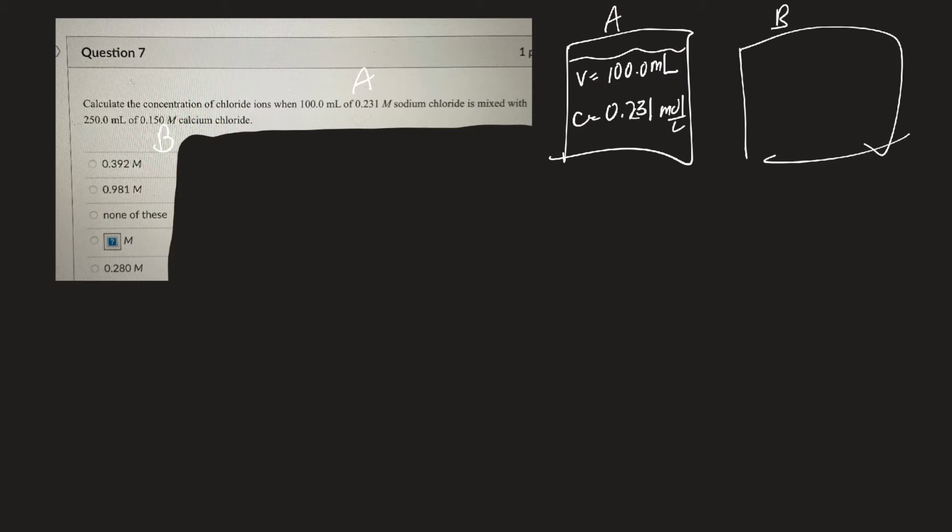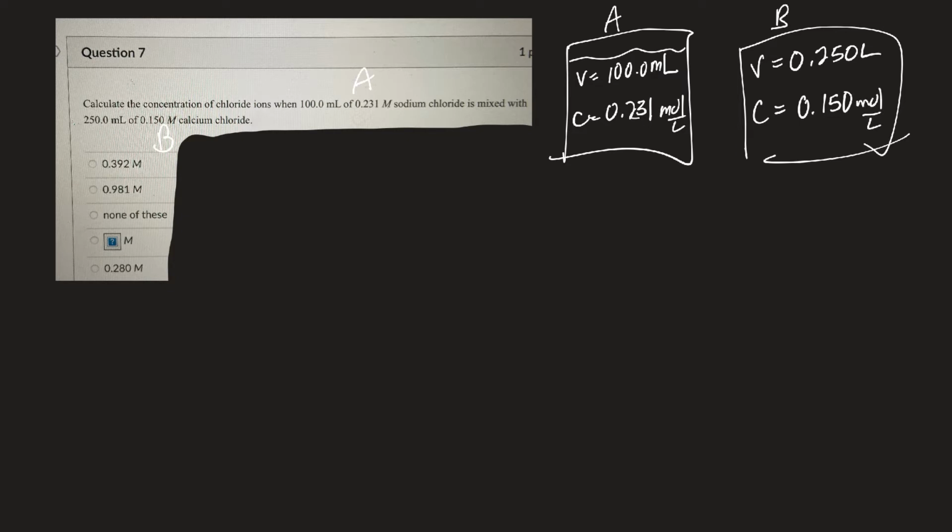So in A, I've got a solution. There's 100 milliliters. Oh, I should change that to liters. And the concentration is 0.231 moles per liter. And then I have B, and its volume is 250 mLs. So I converted that to liters already. And it has a concentration of 0.150 moles per liter.